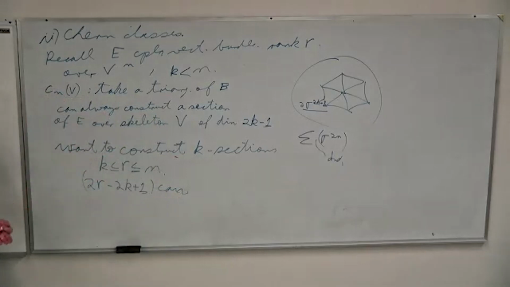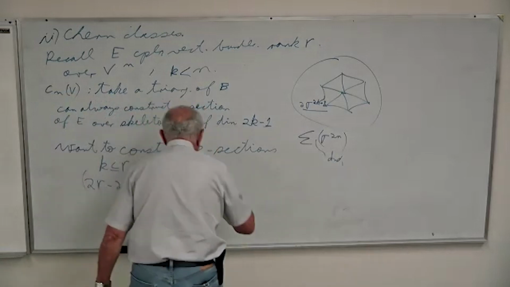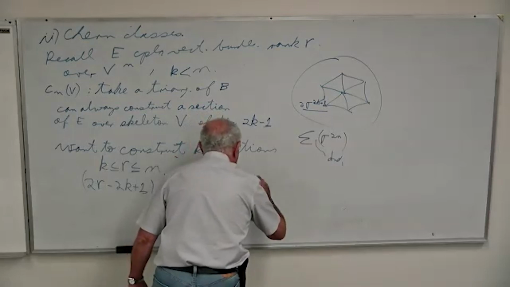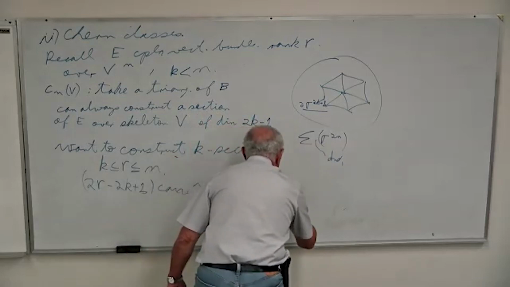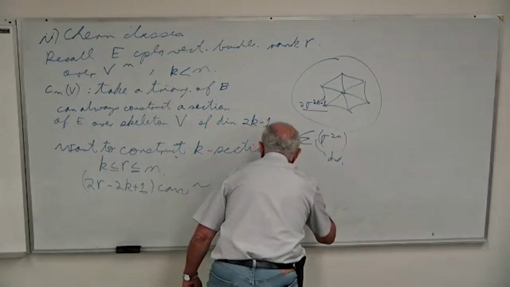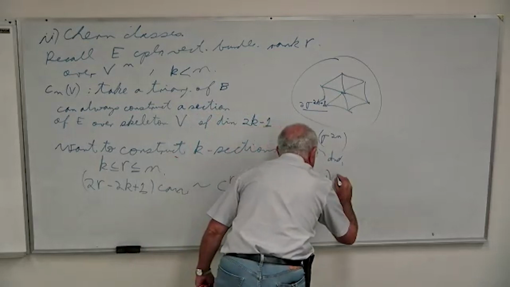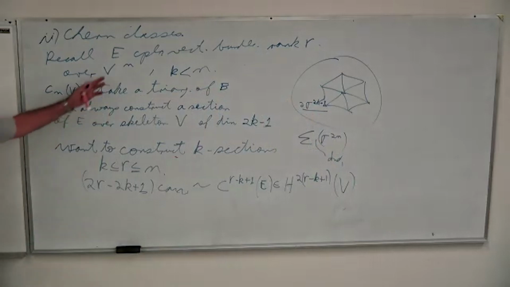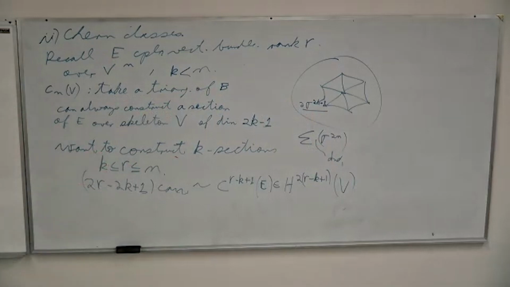But then when you want to go to the next skeleton, you meet an obstruction, and that is by definition the corresponding Chern class C_{R minus k plus 1} of E, which lives in the cohomology of dimension 2(R minus k plus 1) of the base. Okay, so those are the classical. So whenever you have a vector bundle over a variety, this is the classical. These are the classical Chern classes.